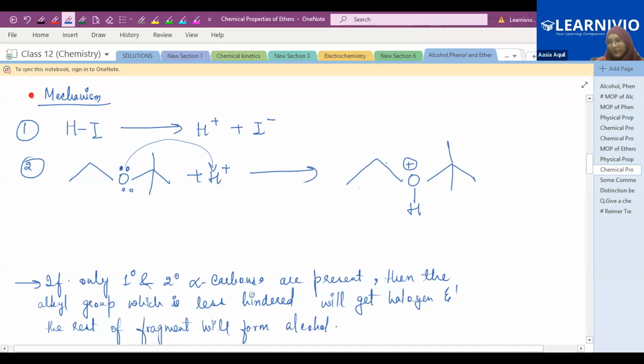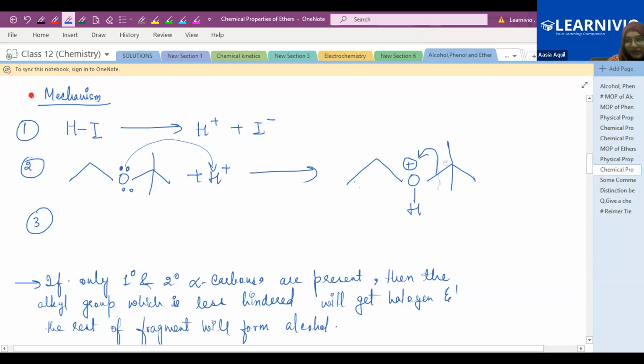Now this is quite unstable. This is very unstable. So what happens? This bond will break from here, and this will shift over here. In the third step, when this bond breaks, it will form CH3 CH2OH alcohol, and when this bond breaks from here, it will form a carbocation. The formation of carbocation happens here.